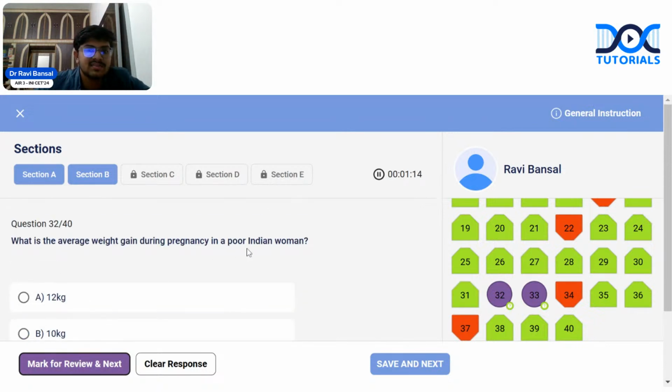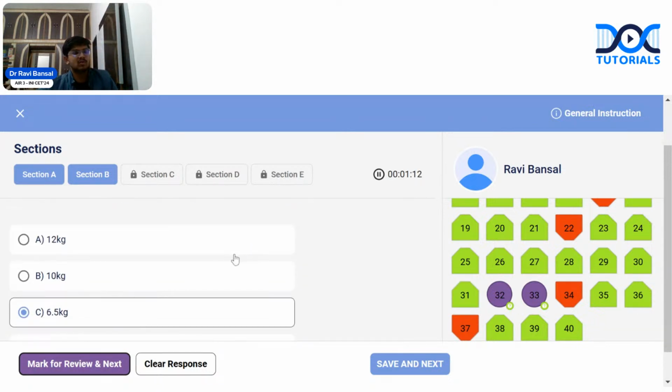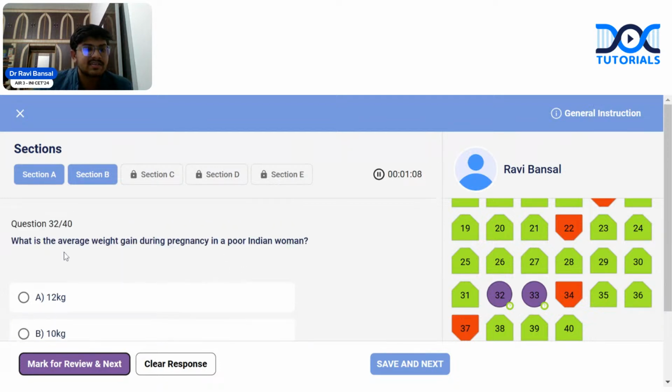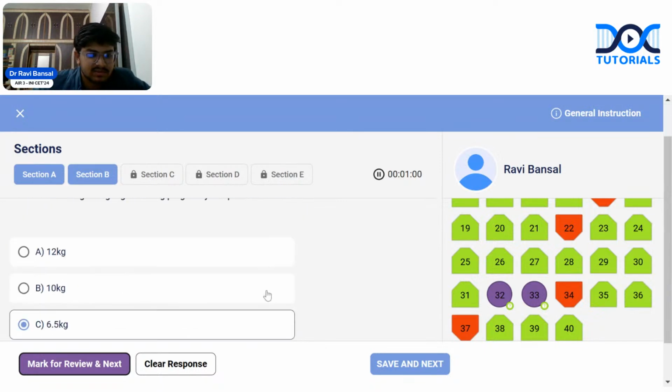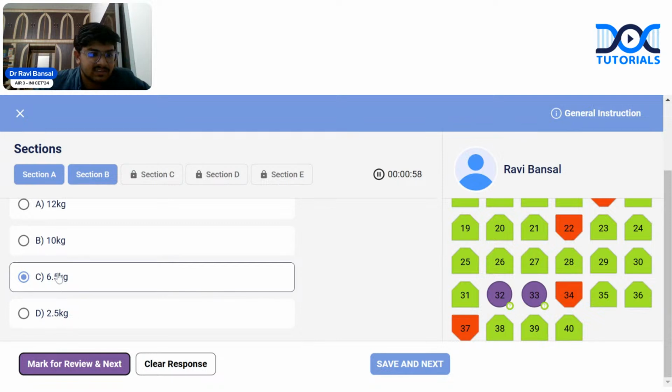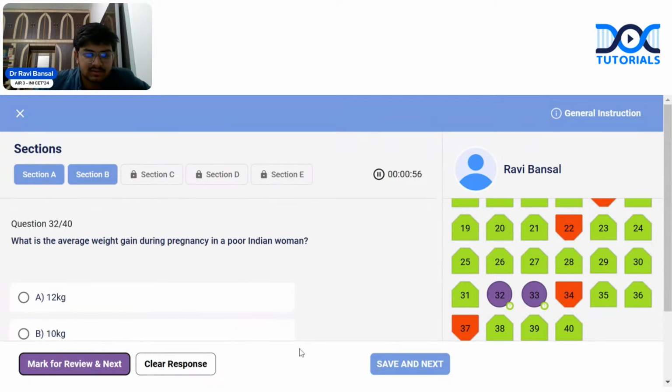Average weight gain in pregnancy in poor Indian women. My thought process was that 10 to 12 kg is ideal, but they are asking the average weight gain in poor Indian women. We know poor Indian women will gain less than 10. So 6.5 is looking correct to me. 2.5 is very less. I remember 6.5, and it was around 6 or 7.